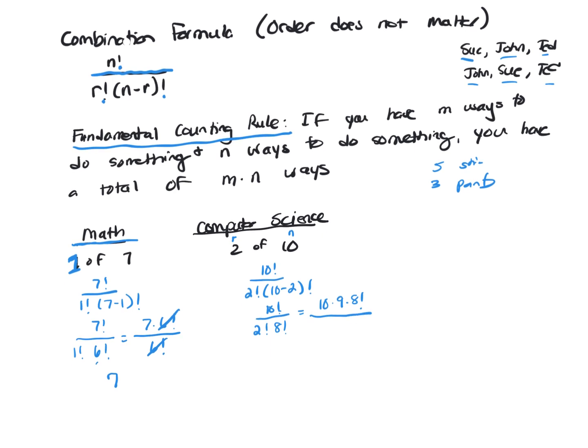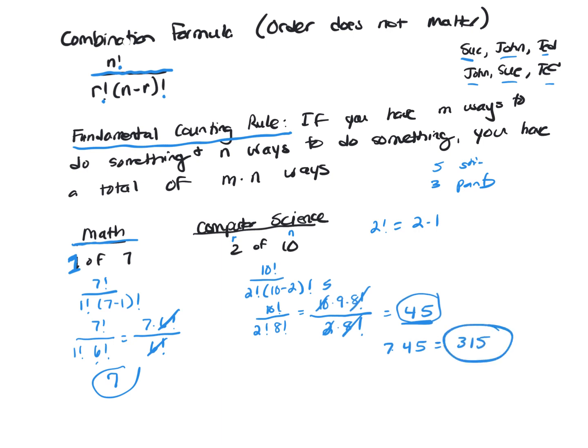Now what is the value of 2 factorial? 2 factorial would just be 2 times 1, which is 2. So 2 times 8 factorial, and those cancel. This is all multiplication, so 2 will go into 10. 5 times 9 is 45. So you've got 45 ways that you can choose 2 people out of 10. So we've got 7 here and 45 here. How many total possibilities do I have? Use the fundamental counting rule, and that would be 7 times 45. And 7 times 45 is 315 for your answer.